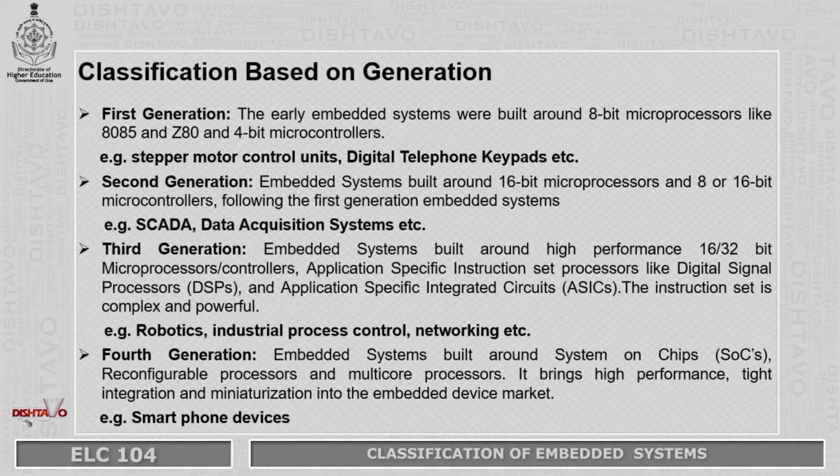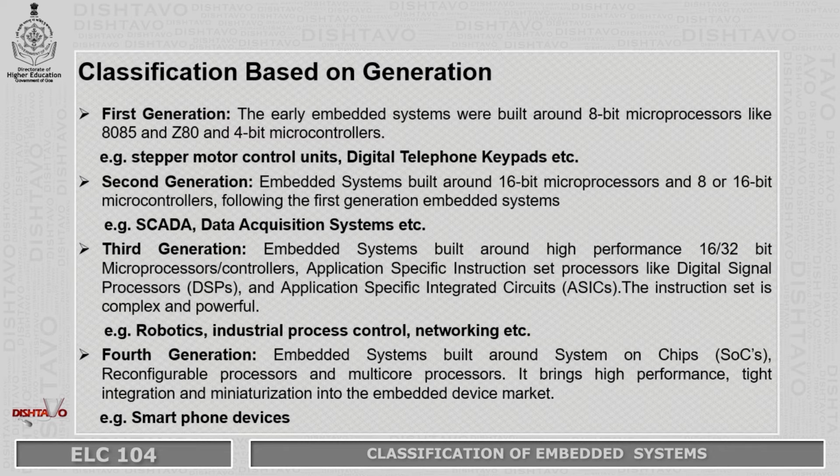First we have the first generation embedded systems, which were built around 8-bit microprocessors like the 8085 and Z80, and 4-bit microcontrollers. Applications developed using the first generation embedded systems, examples are stepper motor control units, digital telephone keypads, etc. The second generation of embedded systems were built around 16-bit microprocessors and 8 or 16-bit microcontrollers, following the first generation embedded systems.